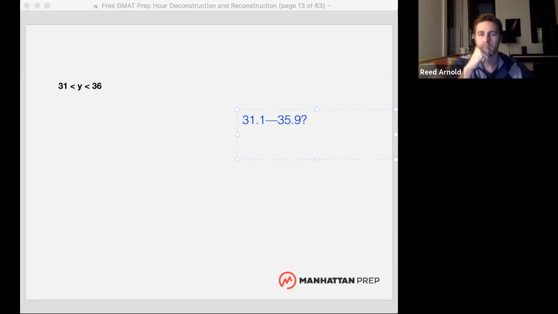Okay. Good. So 31 and a very small decimal up to 35 and a really big decimal. Or it could be the integers in between. We don't know. We're not told. Good. I'm glad no one thought, oh, the lowest it can be is 32, because we're not told that y is an integer, not from this piece alone. So what else can you tell me about y? If y is 31 to 36, is there any other inferences?